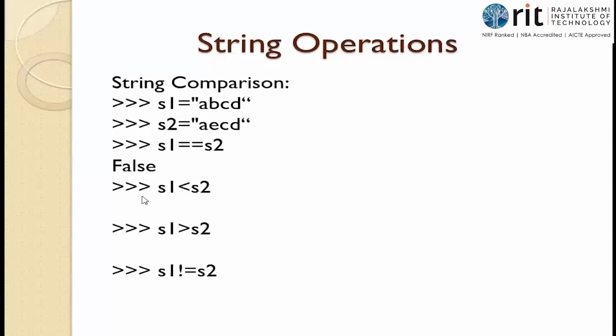S1 less than S2 compares less or greater based on the ASCII value. So B takes the smaller value, E is a greater value. So the second condition is true. S1 less than S2, yes, obviously B's ASCII value is less than E's ASCII value. Capital or small, check, because we have different ASCII values for capital letters and small letters. Learn that, only then you will understand.